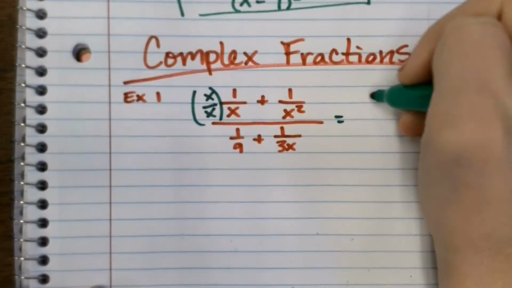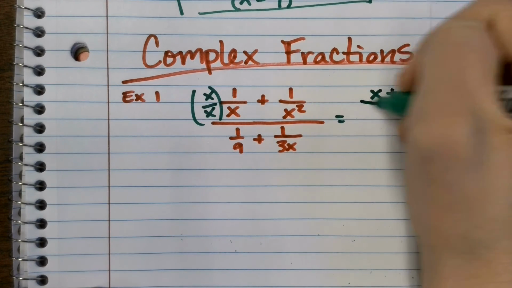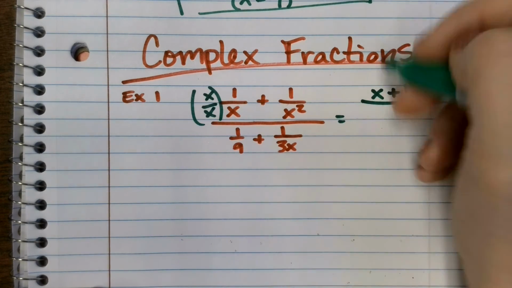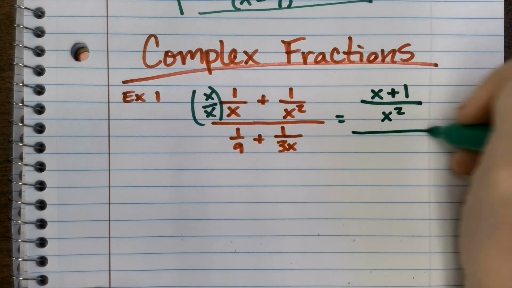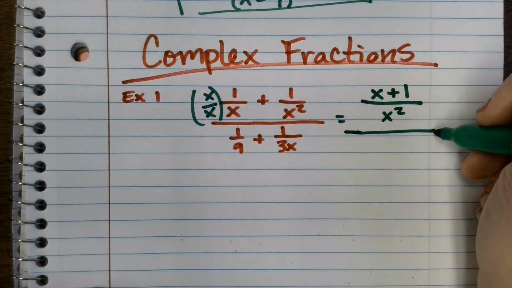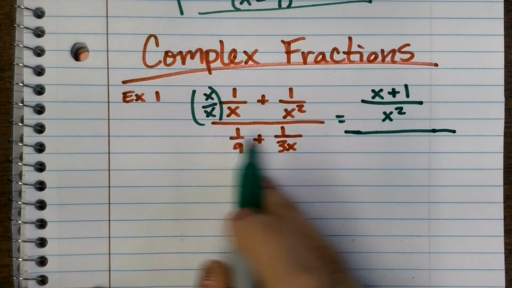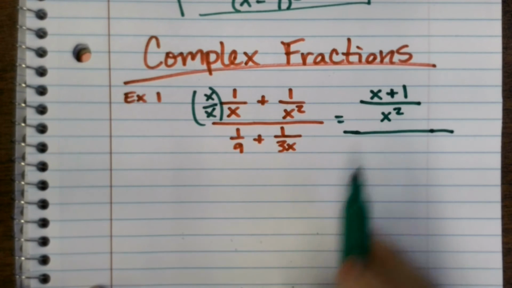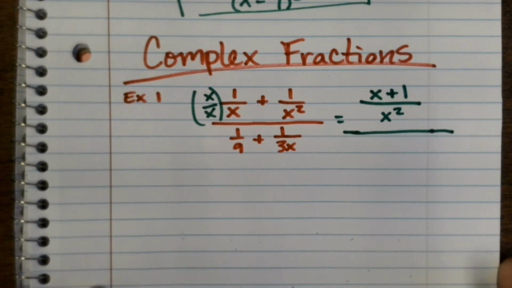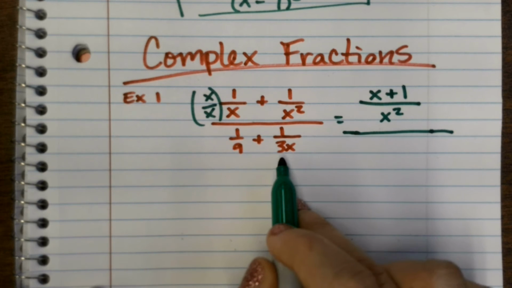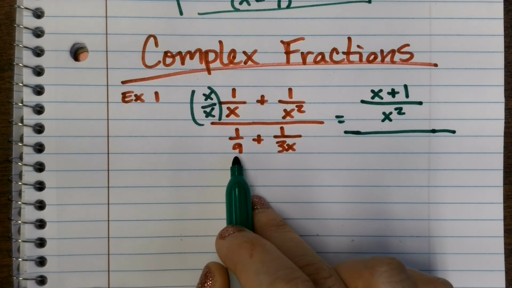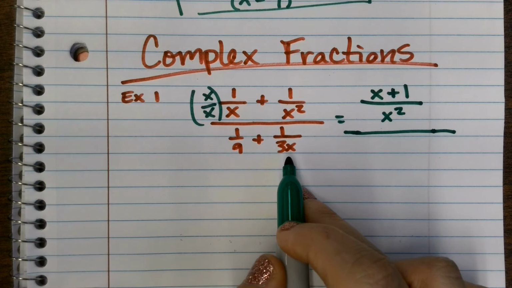So in the top I'll have this x plus 1 whenever I add them, over x squared. In the denominator, I like to make that middle bar larger than a regular fraction bar so that it's a little bit easier to look at. But in the denominator of the denominator, we're getting a common denominator as well.